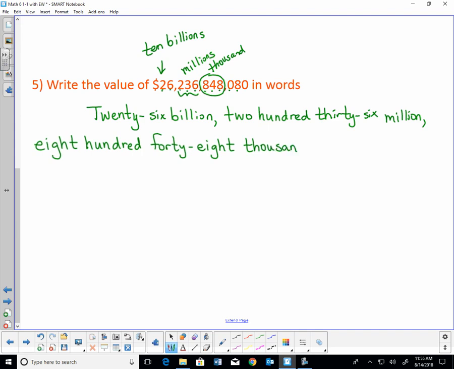And last but not least, the last set is, and if you look at that, it's 80, because you have 080, which would be 80, so it's 848,080. That is your number, 26,236,848,080. And if you really wanted to be very specific, you have a dollar sign here, so you should put dollars after this, because it's in dollars. Someone is very, very rich.